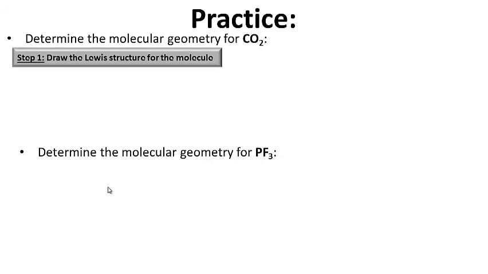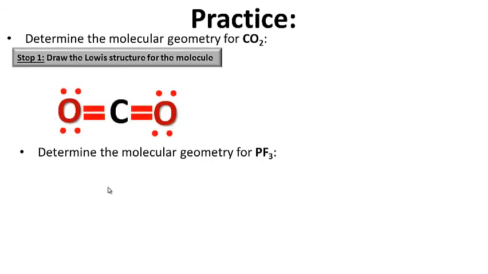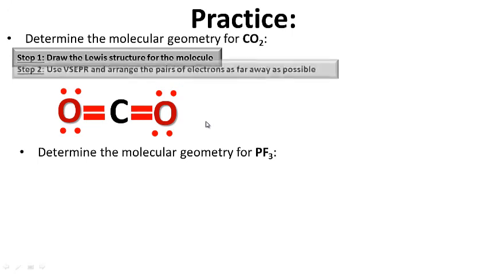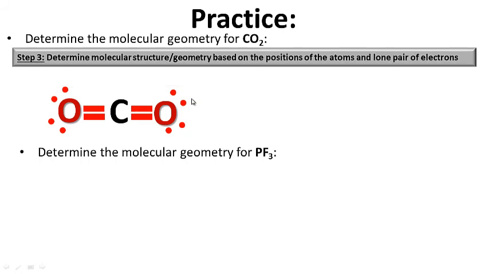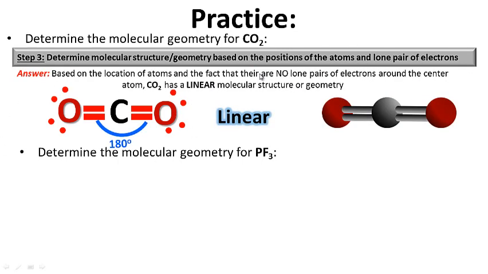So step 1, let's draw the Lewis structure. Hopefully you got something like this. Step 2, let's use VSEPR to arrange the pairs of electrons as far away as possible. There are no lone pairs of electrons around the center atom here, so we're going to maintain a 180-degree bond angle. Determine molecular structure or geometry based on the positions of the atoms and lone pairs of electrons. It looks linear to me. So based on the location of atoms and the fact that there are no lone pairs of electrons around the center atom, CO2 has a linear molecular geometry here.